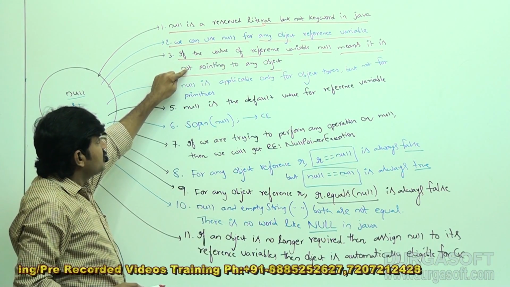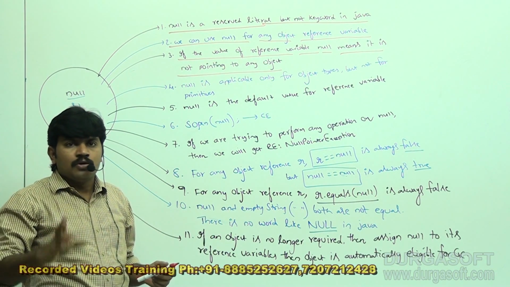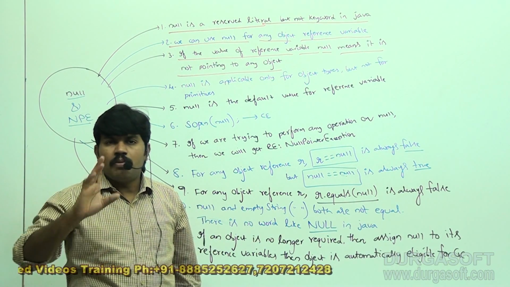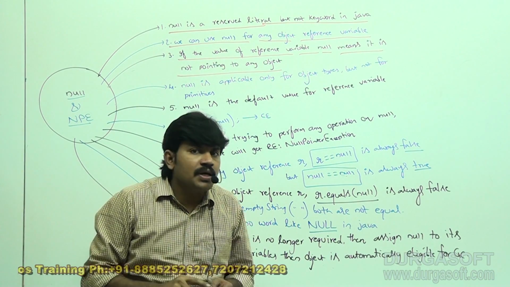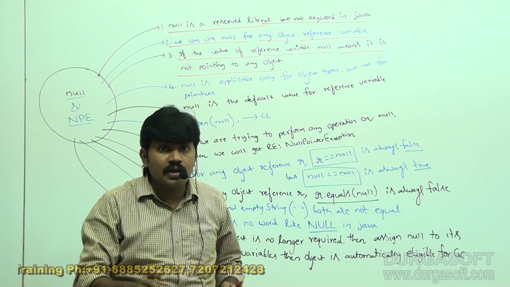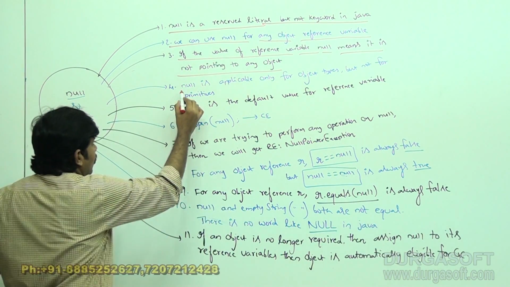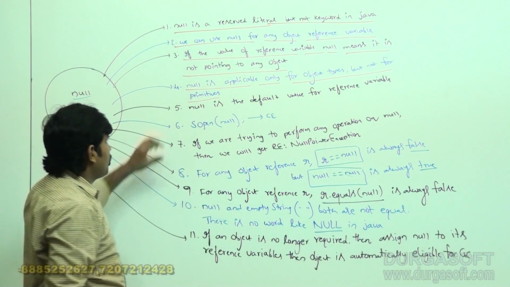Now the fourth one: null is applicable only for object types but not for primitive types. By mistake, if you use null for any primitive, immediately we are going to get a compile error saying incompatible types. Clear, right? Okay. So null is applicable only for object types but not for primitives.